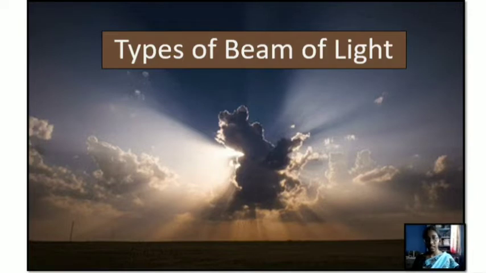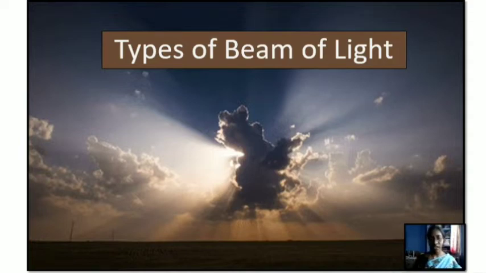Next we will see the types of beam of light. First, what is a beam of light? We have learned about light rays. These light rays are not single; instead there are bundles of rays. When there is a single ray, we call it a light ray, but when they are in bundles, we call it a beam of light.